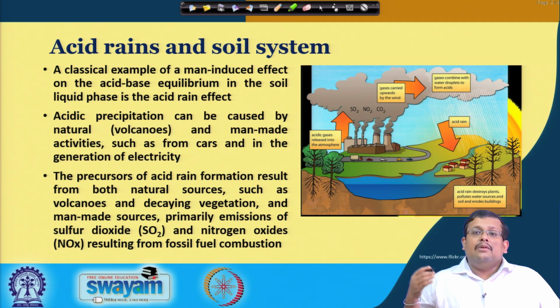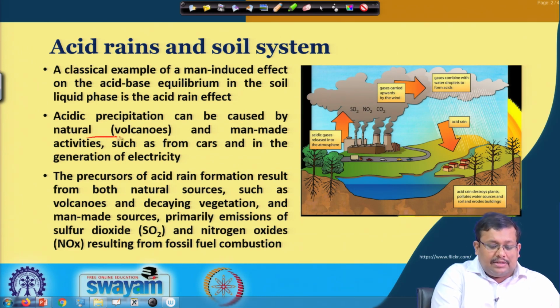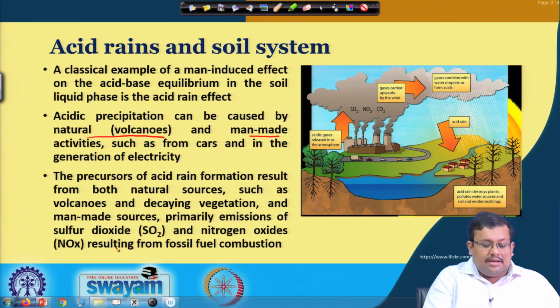Remember that when there is an acidic precipitation, we call it acid rain, and this acidic precipitation generally occurs when there is a reaction of different gases with the water vapor which is present in the atmosphere, creating different acids. So, acidic precipitation can be caused by natural volcanoes, and man-made activities.